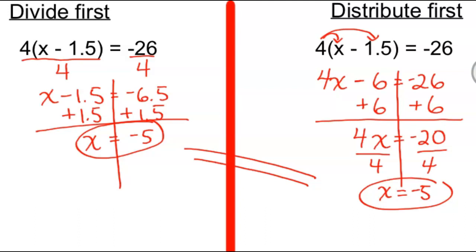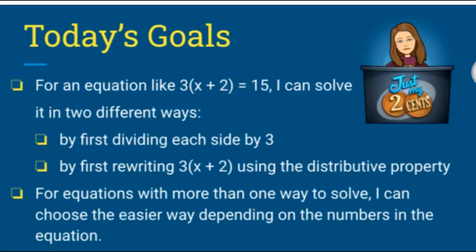So in our work today, you're going to try to solve in two different ways. First, by dividing each side, or first by using the distributive property to rewrite. Sometimes one way is going to be much easier than the other, so I want you to get good at choosing the easier way.